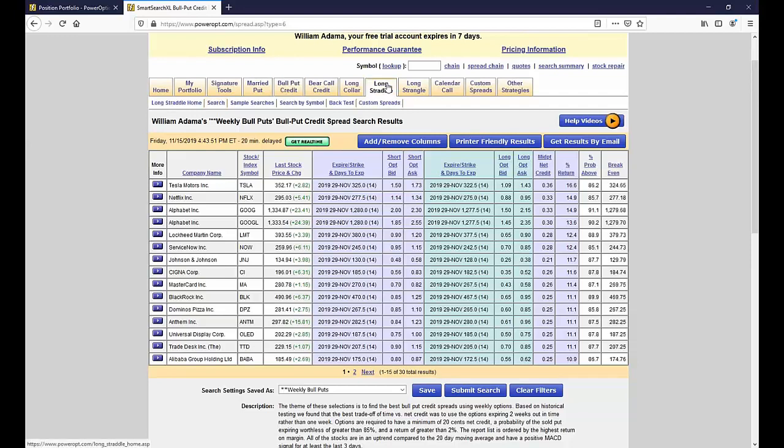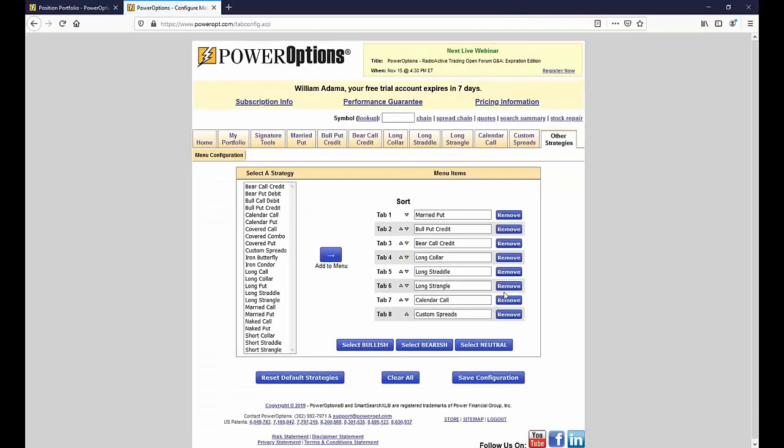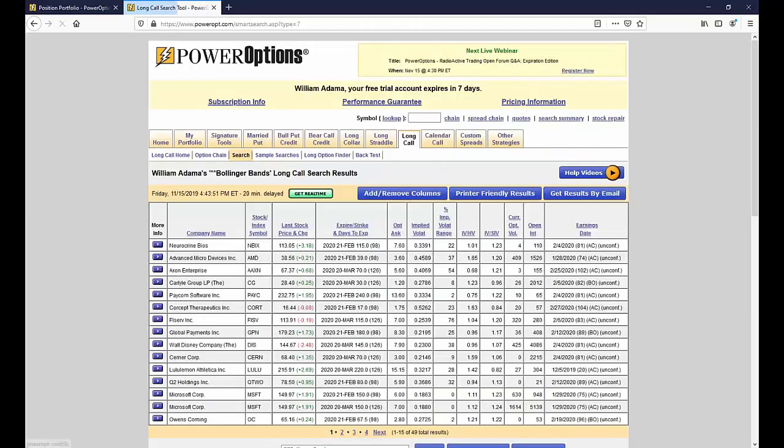And so I might just use a single option strategy. I don't want to mess around with the diagonals because that gets a little complicated. So I'm just going to use long call to keep it simple. Let me remove strangle, and I'm going to add in the long call. What I want to do for Chuck is create a search that shows me the total number of symbols where the IV range is greater than 80%.